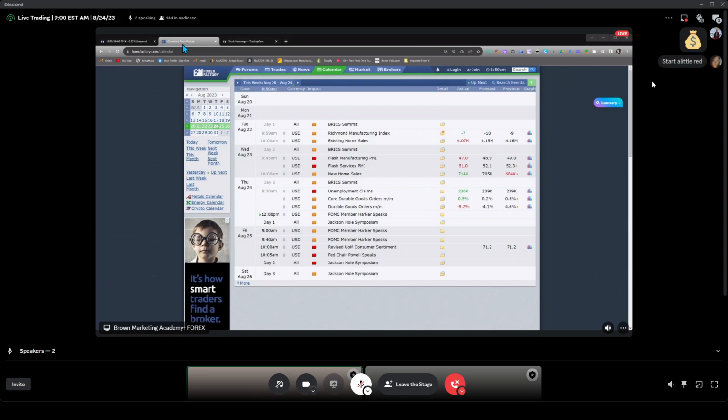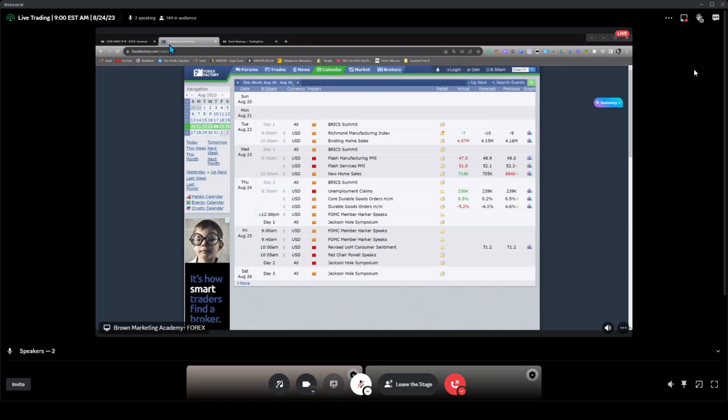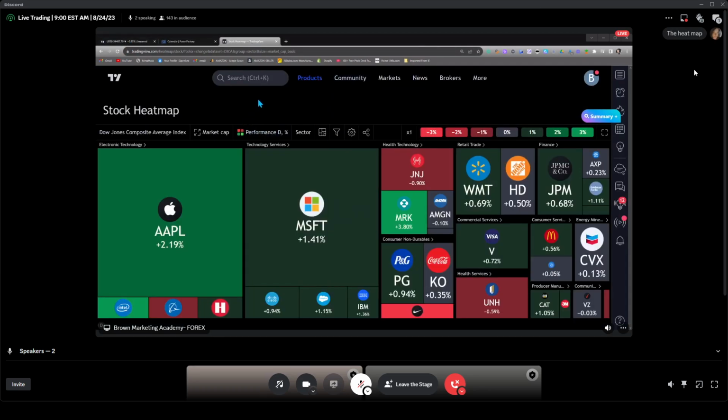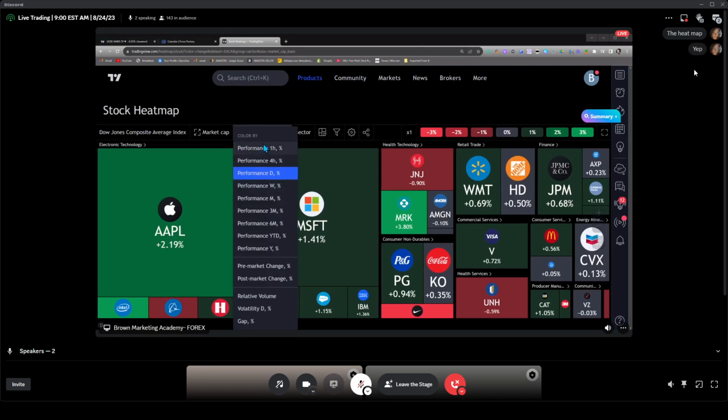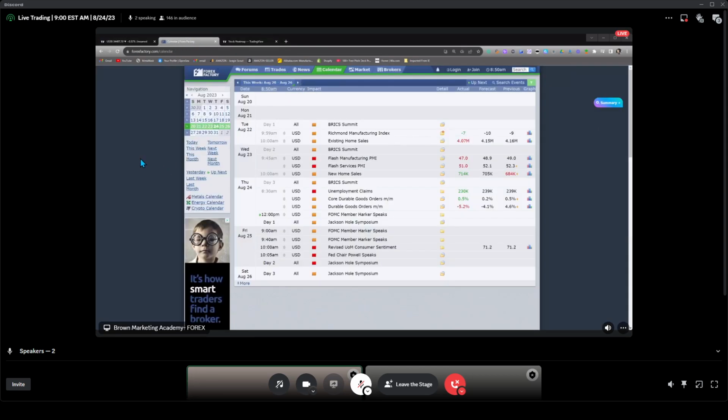The 1 hour is gray. Starts a little red. The 1 hour heat map? Yeah, the 1 hour heat map usually is. But I'm pretty confident that the market's going to open bullish. And I'll tell you why in a second once everyone hops in. Today's one of those days that's good for the 1 minute strategy that I have, the breakout strategy.